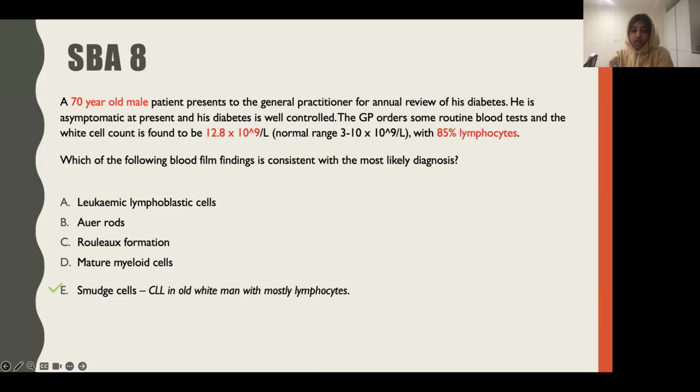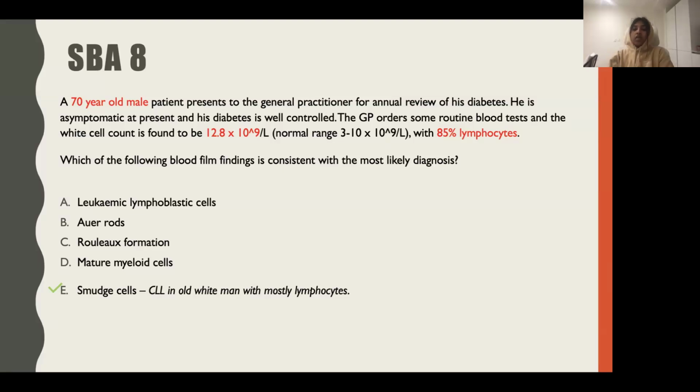So going through our formula, is this a lymphocyte or is this a myeloid problem? This is a lymphocyte problem. So it's either ALL or CLL. It's a 70-year-old man, so it's not going to be ALL because that's for kids. CLL is characteristically in old men, so CLL.